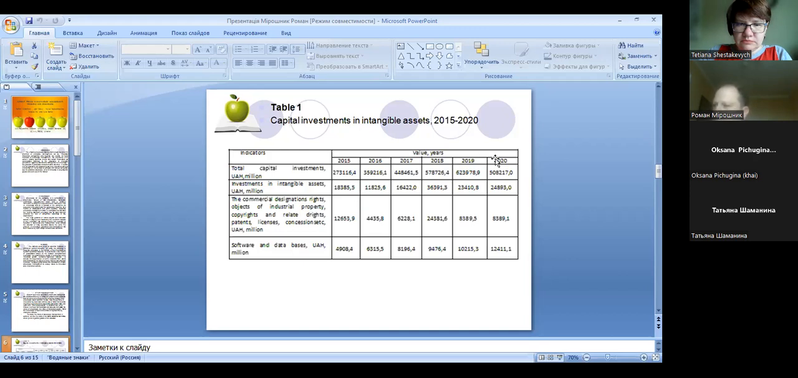The investments in intangible assets made by enterprises were divided into two large groups. First group: rights to commercial designation, rights to objects of industrial property, copyrights, patents, licenses, concessions. And second group: software and databases.